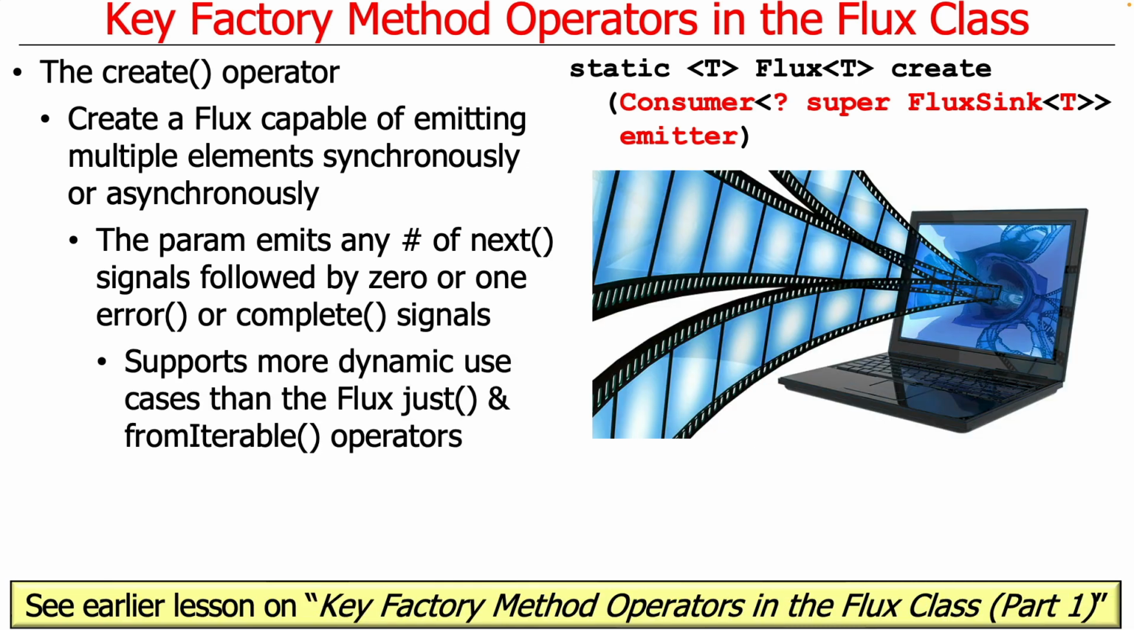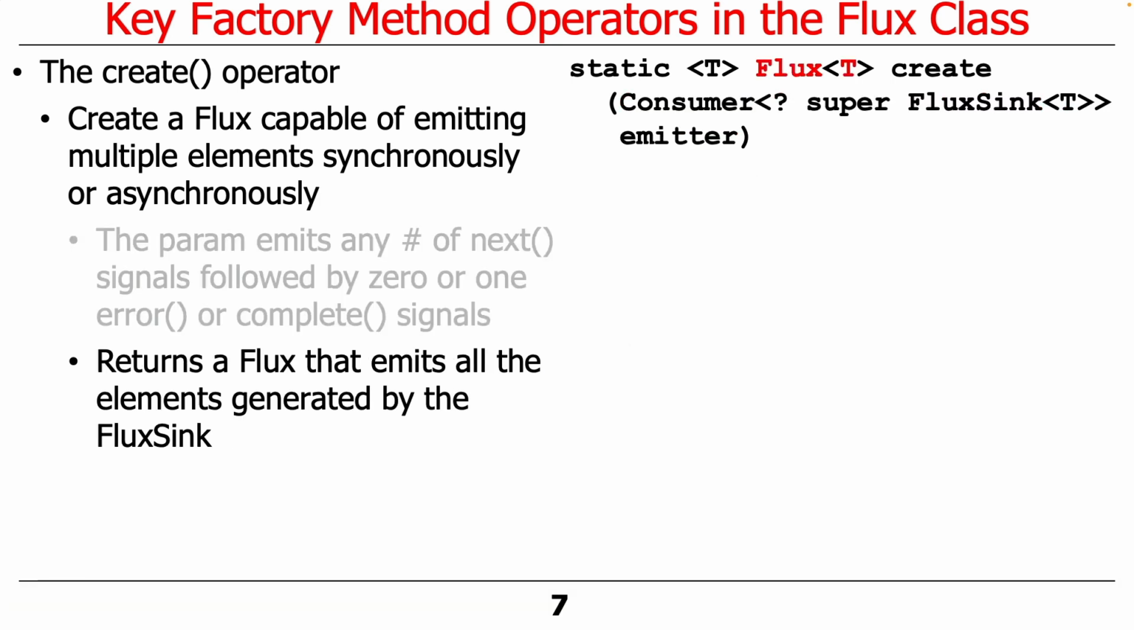This factory method allows much more dynamic use cases than the simple things we've looked at so far, like from and just and from iterable. So those were very, very static, especially just and from iterable. But even from doesn't get you as far along as this one does. This returns a flux that will emit all the elements generated by the parameter called a flux sink. So this gives you sort of arbitrary hooks to generate arbitrary things in arbitrary ways, but get them flowing out into a nice, well-designed, well-structured flux stream.